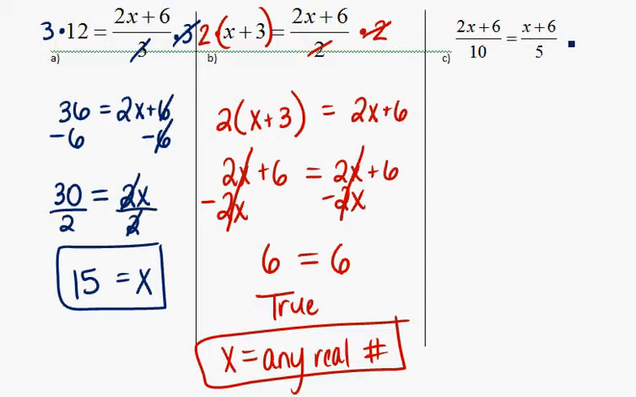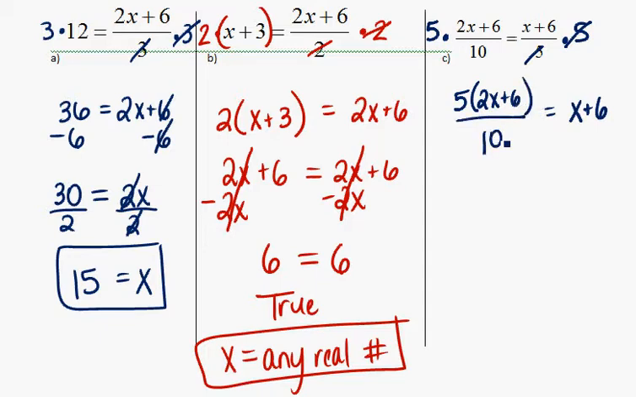So first step I'm going to do is multiply both sides by 5. What that means is on the right hand side of my equation, my 5's cancel out and leave me with x plus 6. And on the left hand side of the equation, I have 5 times the quantity 2x plus 6 over 10.